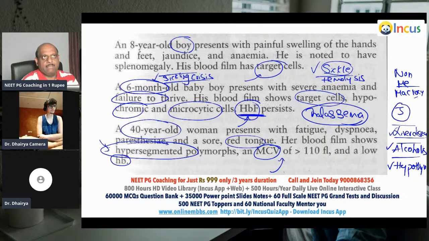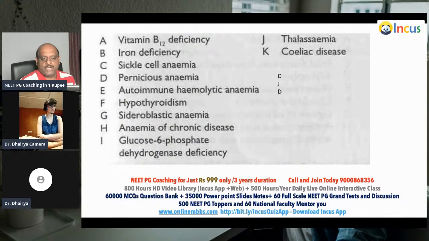A hyperpigmentation on the knuckles in an anemic patient should always make you think of the possibility of megaloblastic anemia. That is what you need to remember.